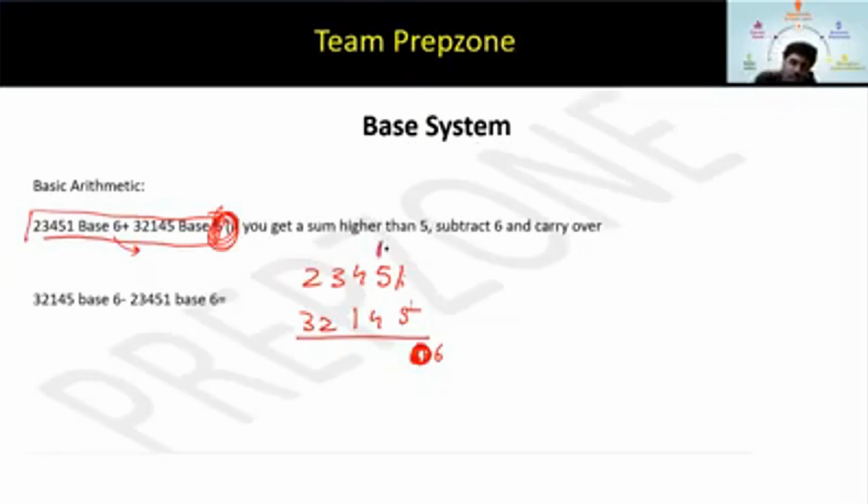Okay. Again, one carryover. 5 plus 4, 9 plus 1, 10, right? So 10 minus 6, 4. Again, one carryover. 4 plus 1, 5 plus 1, 6. But you cannot have 6. Again, 0 and 1 carryover. 3 plus 2, 5 plus 1, 6. Again, you cannot have 6, so this becomes 1, 0. Why 1, 0? 6 minus 6, 0. And this 1 comes here. So this will be your answer: 1, 0, 0, 0, 4, 0.